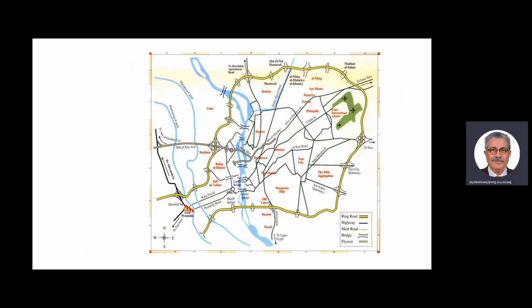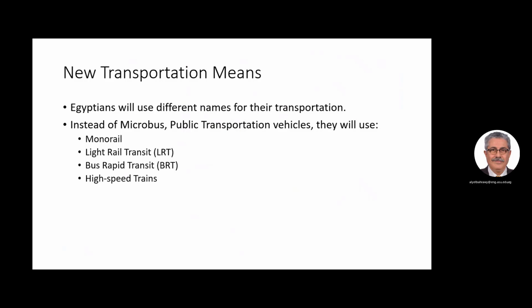Here is a network of transportation around Cairo, showing the ring road, the River Nile, and famous locations around Cairo. Egyptians, by the way, use public transportation vehicles run by the government, and they use microbuses run by the private sector. However, these things will change in the new republic. Why? Because Egyptians will use monorail, will use light rail transit that we mentioned before. They will use bus rapid transit, and they'll use high-speed trains.